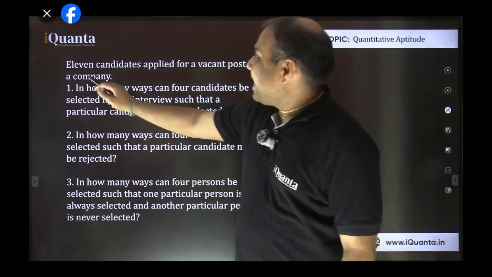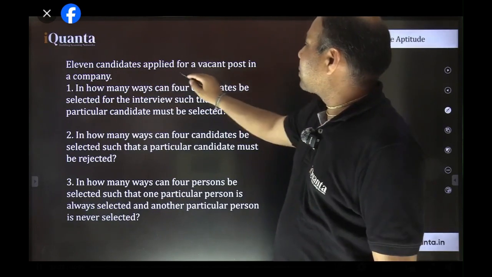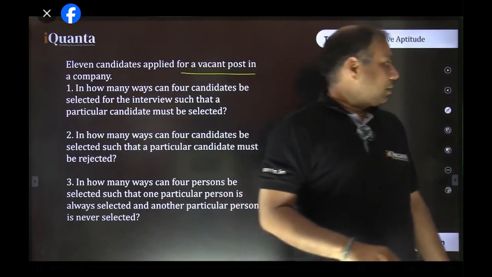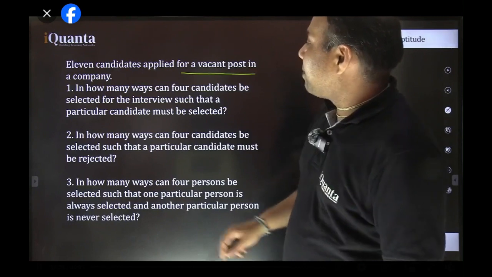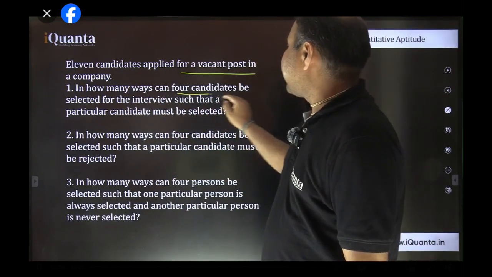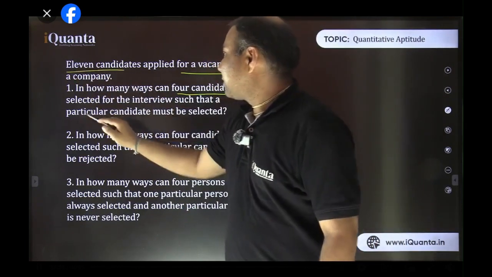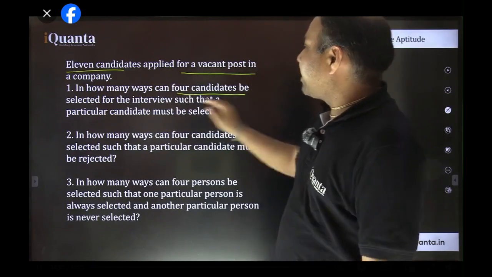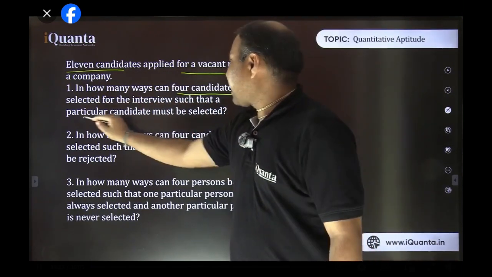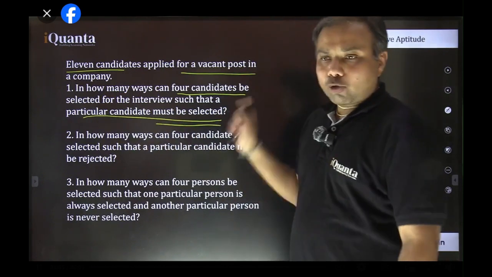Let's do it together. 11 candidates applied for a vacant post in a company. In how many ways can 4 candidates be selected? There are total 11 candidates. In how many ways can 4 candidates be selected for the interview such that a particular candidate must be selected? How to do this? Please answer.